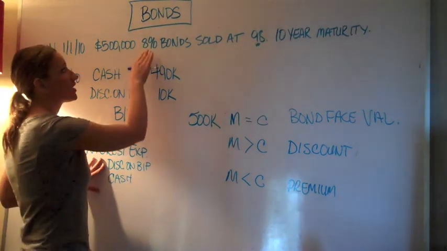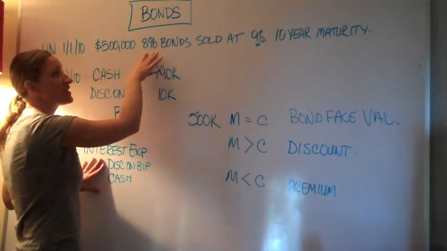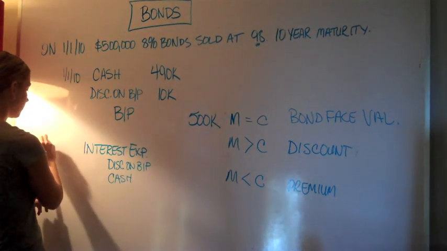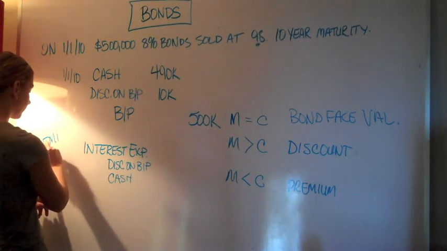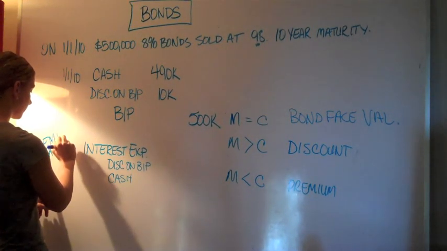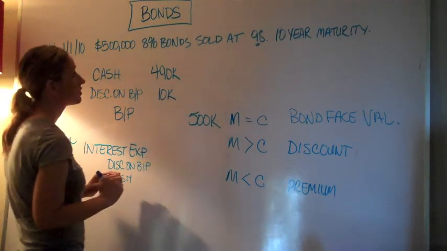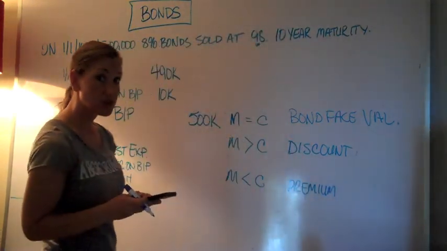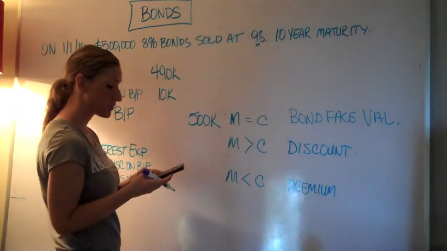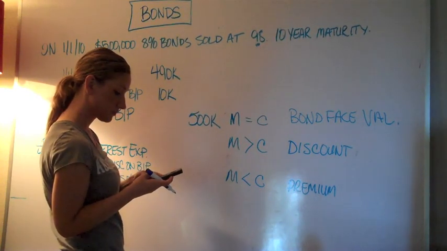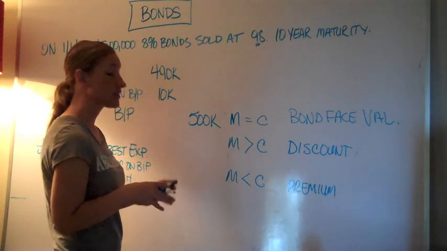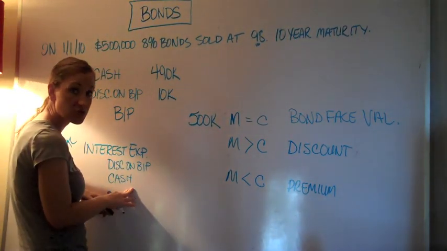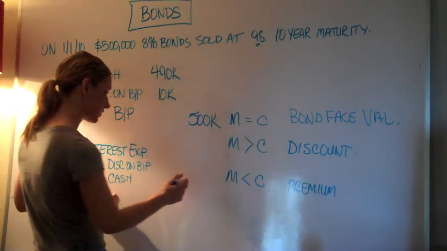Remember what we talked about. The face value of the note times the coupon rate is going to give our annual interest rate. This is a semi-annual. So we're going to take 500,000 times 8% divided by 2, or we can take 500,000 times 4%. That's going to give us $20,000, and that's going to be how much we are actually paying. We're paying $20,000.